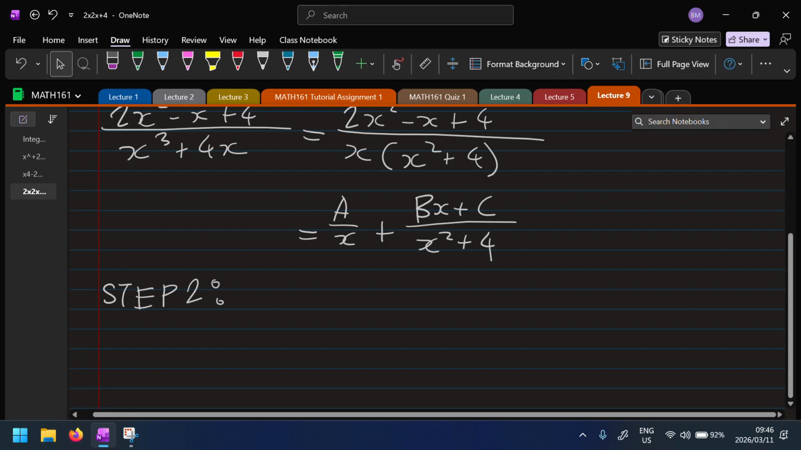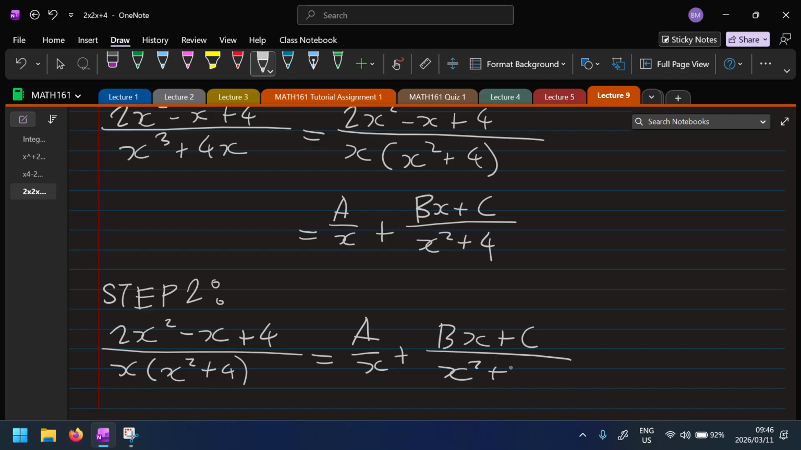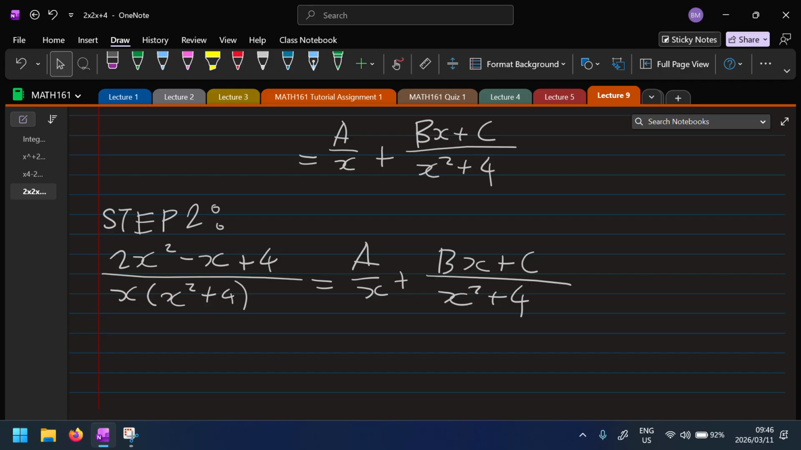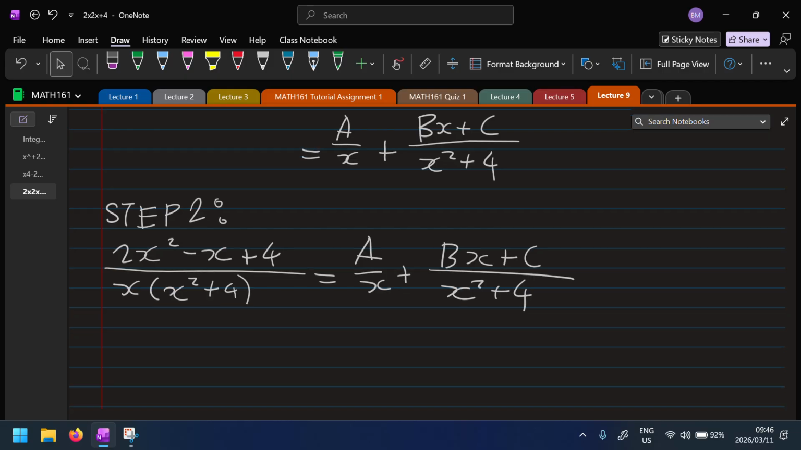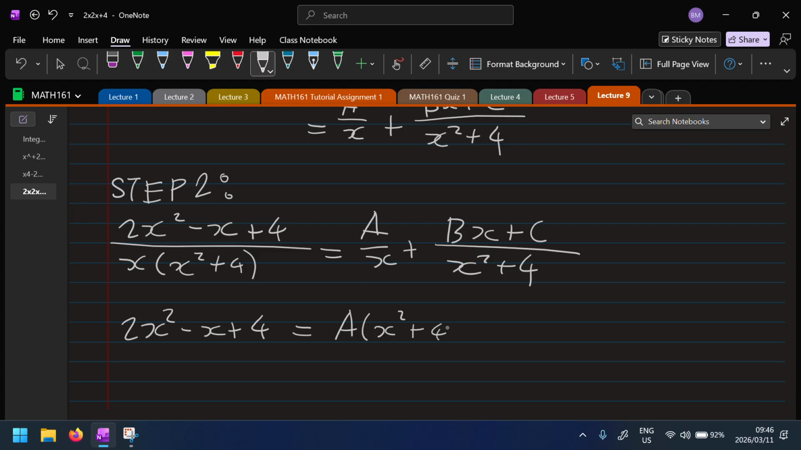So we're going to have 2x squared minus x plus 4 all over x squared plus 4 is equal to a over x plus bx plus c over x squared plus 4. Okay, same as all of the other examples. We cross multiply, get rid of the denominator, and then you need to pick your method, right? How you're going to solve for a, b, and c. So cross multiplying, we get 2x squared minus x plus 4 is equal to a times x squared plus 4 plus bx plus c times x.